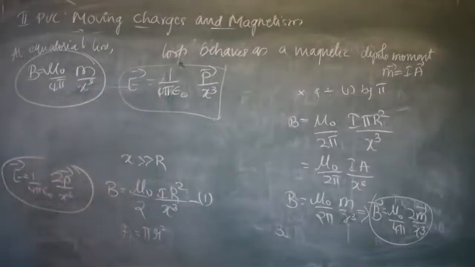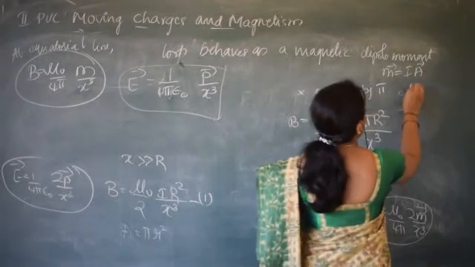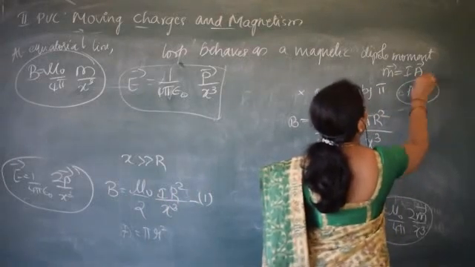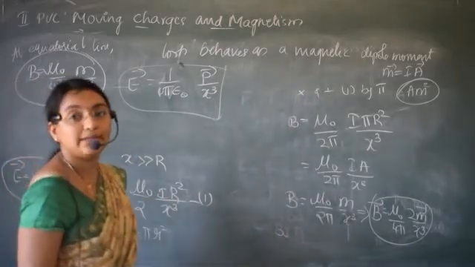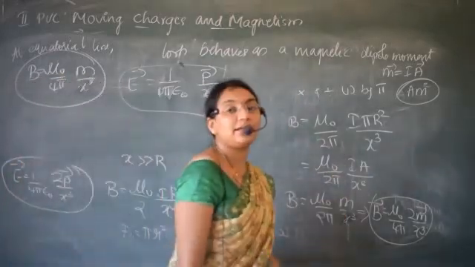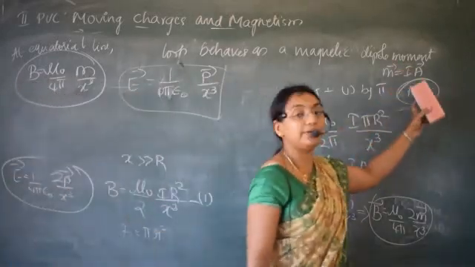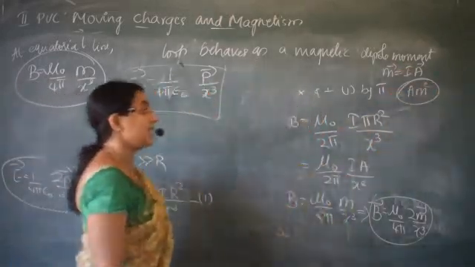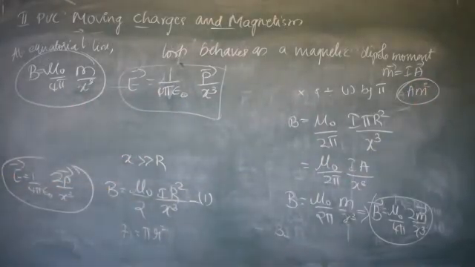What is the SI unit of the magnetic dipole moment? See here, m is equal to I into A. I is in ampere, area is in meter square. So ampere meter square is the SI unit of the magnetic dipole moment. Understood? Shall I move further?